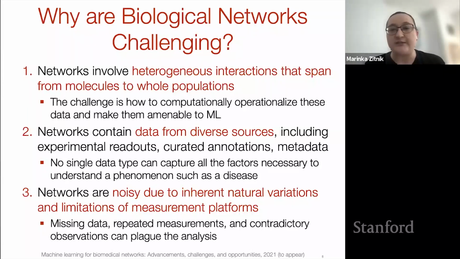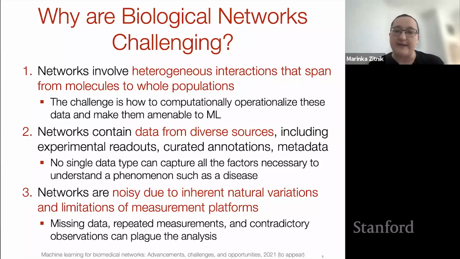So the first challenge is that biological networks tend to involve heterogeneous interactions that span from the molecular level all the way to the level of whole populations or societies. And so typically the challenge is how to computationally operationalize the data, how to even construct graphs that are then amenable to machine learning.